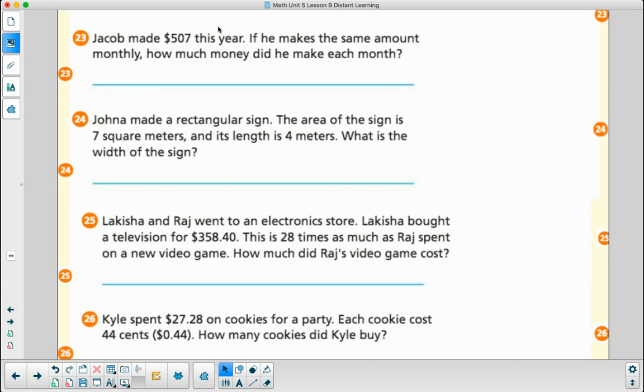So that tells me that I have 507 this year divided by 12. So when I do that, 507 divided by 12, I'm going to just draw it out, I think.